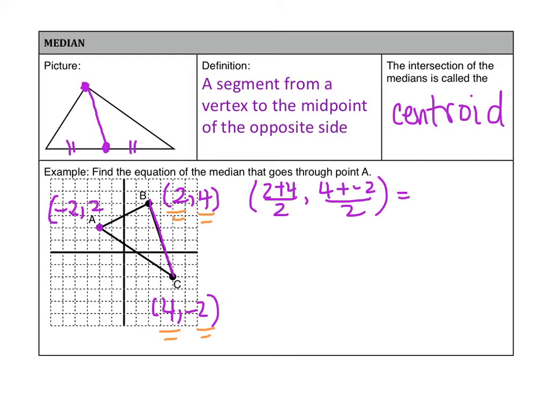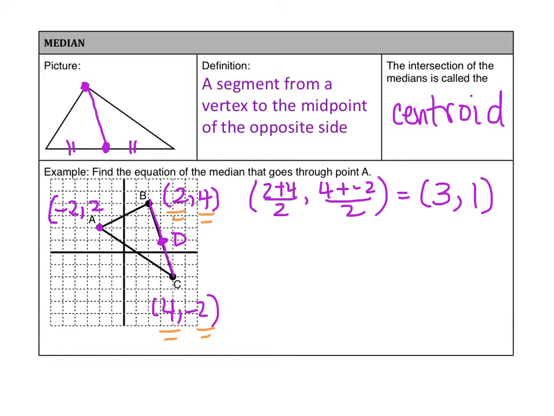When we simplify that, 4 plus 2 is 6, 6 divided by 2 is 3, 4 plus -2 is 2, 2 divided by 2 is 1. That makes the midpoint (3, 1), and we're going to call that point D.